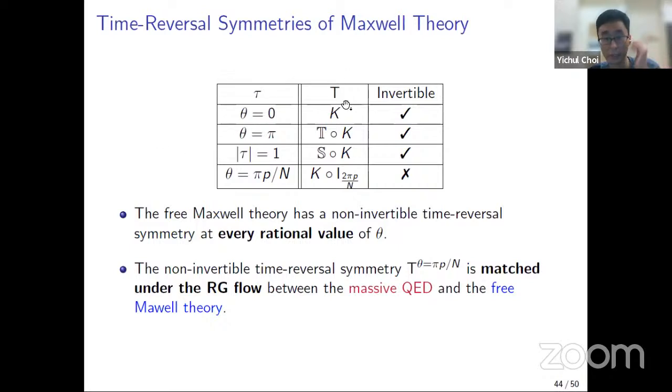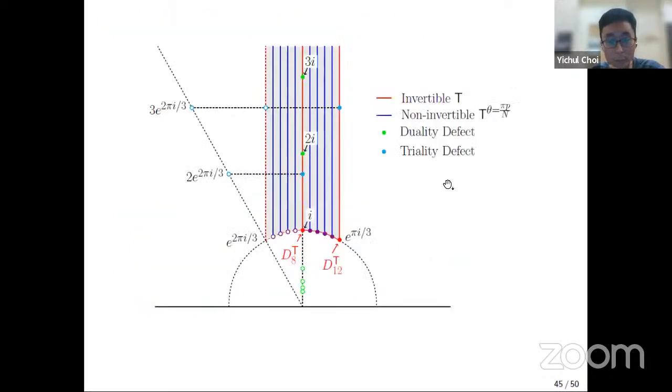So we saw all these invertible and non-invertible time reversal symmetries. And in the picture, I can summarize in this way. This is the complex tau plane parameterized in the free Maxwell theory, and this gray shaded region is the fundamental domain of SL(2,Z). Along this red line, theta equals zero, theta equals pi, and on the unit circle, there are these familiar invertible time reversal symmetries. We saw that at every rational value of the theta angle, which are depicted by these blue lines, there also exist non-invertible time reversal symmetries.